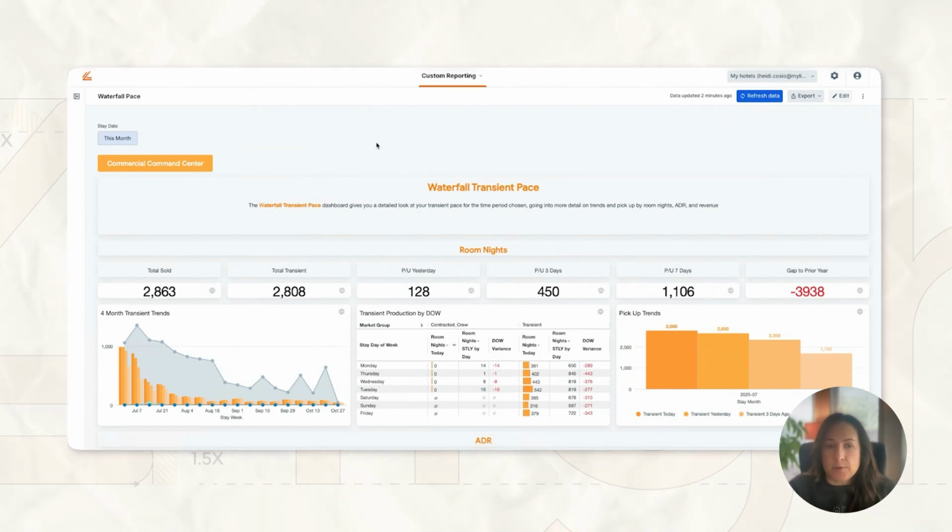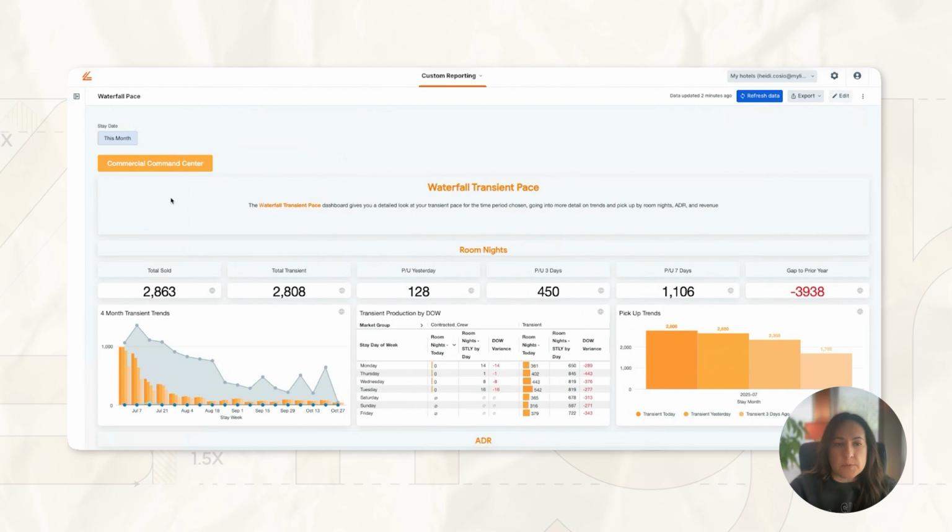So for this example, you can see that we currently have 2,808 transient rooms on the books for the time period of this month. And last year we finished with almost 4,000 transient rooms more. So we need to find 4,000 more transient rooms in the month of July for this particular portfolio to exceed prior year numbers.